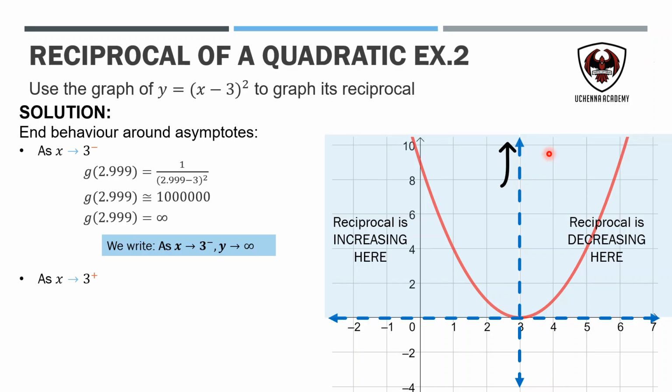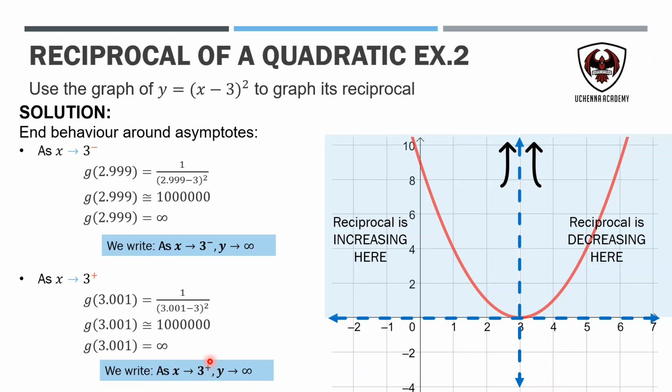We do the same thing as x approaches 3 from the right side, so that's to the right of the asymptote, and we'll find a number really close to 3 and slightly bigger. That'll be 3.001. Substitute that value into the reciprocal function, solve for the y value, and we get again a really big number, which we're just going to call infinity. We can write as x approaches 3 from the positive side, y approaches positive infinity, and that's denoted by this arrow here that's reaching positive infinity as x approaches 3 from the right.